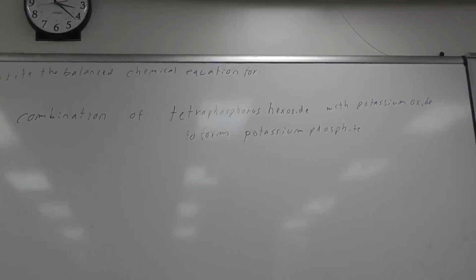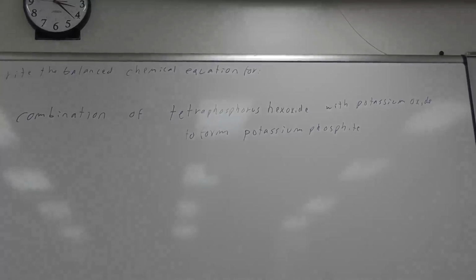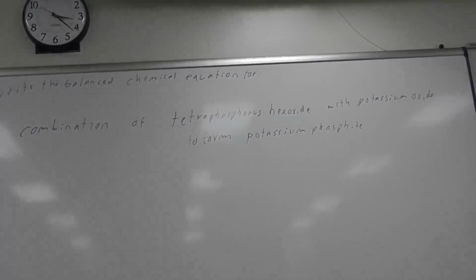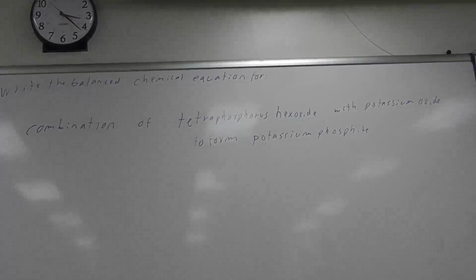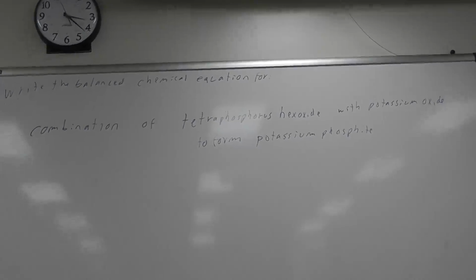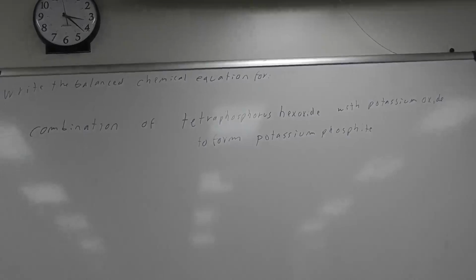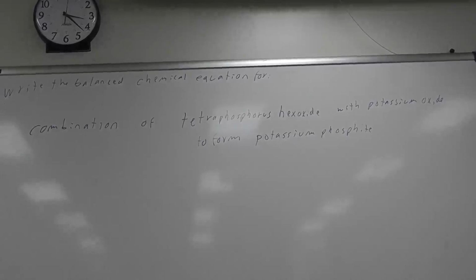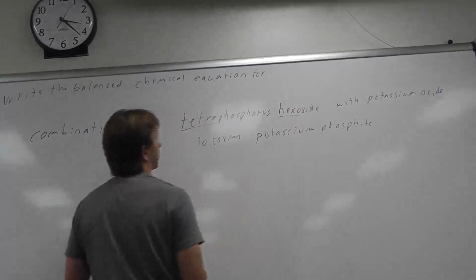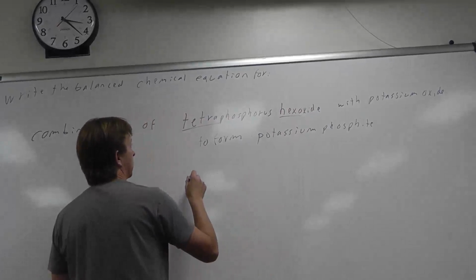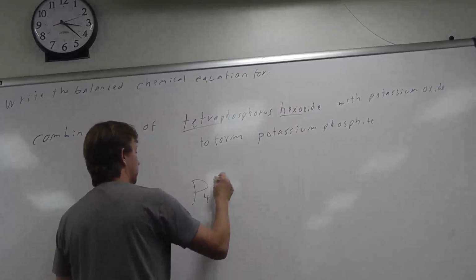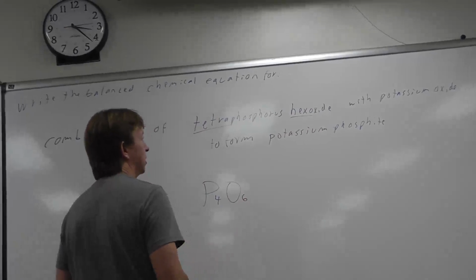Combination will always be multiple substances forming just one substance. You combine multiple things into a single thing. In this case, these 2 compounds are being formed into potassium phosphite. Now this one has prefixes. So what's the formula for that compound? Tetraphosphorus, P4, hexoxide, O6. Hepta is 7.